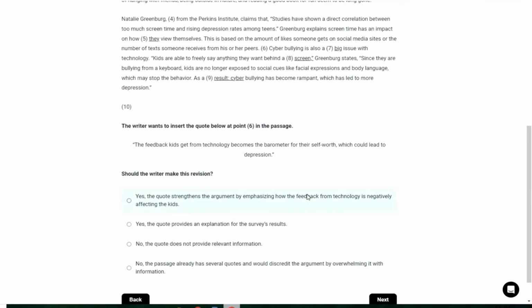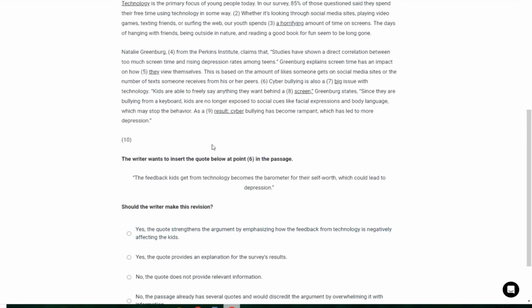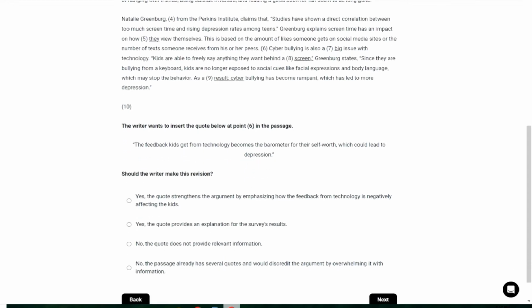Now, as we move on to number 6, we're looking at where the writer wants to insert a quote. And so we're going to look at point 6 here. So let's read the sentence before just to remind ourselves. This is based on the amount of likes someone gets on social media sites or the number of texts someone receives from his or her peers. And so this is number 6. The writer wants to insert the quote below at point 6 in the passage. Okay, let's read it. The feedback kids get from technology becomes the barometer for their self-worth, which could lead to depression.